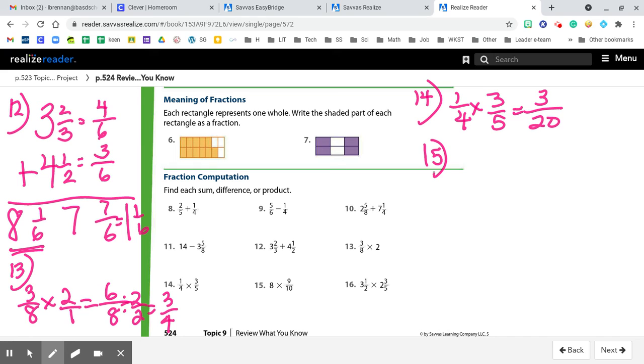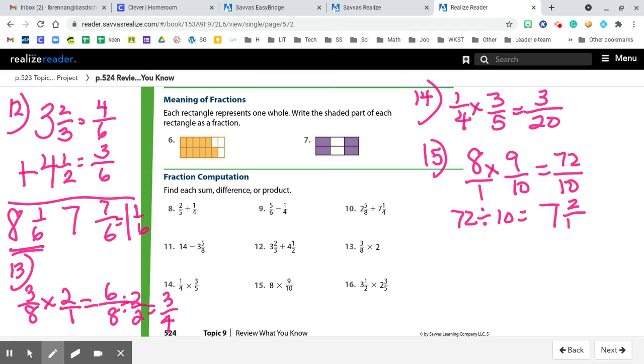And what am I on now? 15, the whole number 8 times 9/10. Just going to throw a 1 under there. 8 times 9 is 72 over 10. And remember, 72 over 10 means 72 divided by 10. How many times does 10 go into 72? It goes in 7 times. And I'm going to have 2 little guys left over, 2/10, which can be reduced to 1/5. So my final answer is 7 and 1/5.